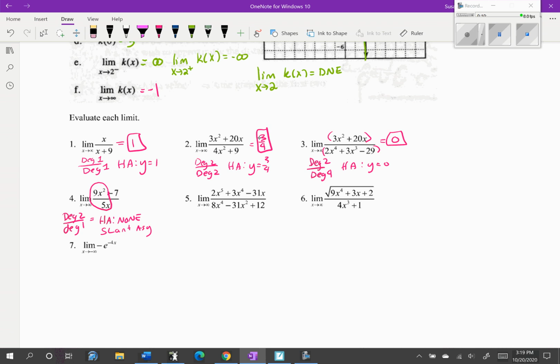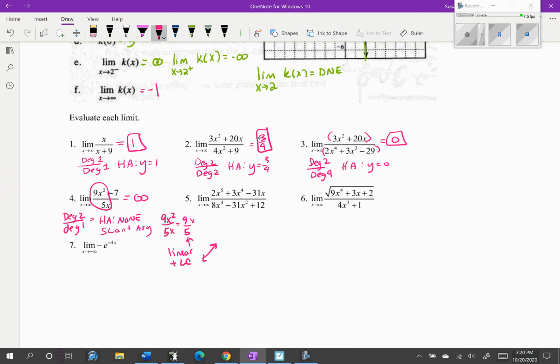So let's go ahead and actually write that out. If I just write out 9x squared over 5x, that's equal to 9x over 5. Notice this is linear, and it has a positive leading coefficient. So something that's linear means that it's going to go up to the right and down to the left. So if I'm looking at the limit as x approaches infinity, that means this is going towards infinity. If I were to do negative infinity, it would be going down towards negative infinity.